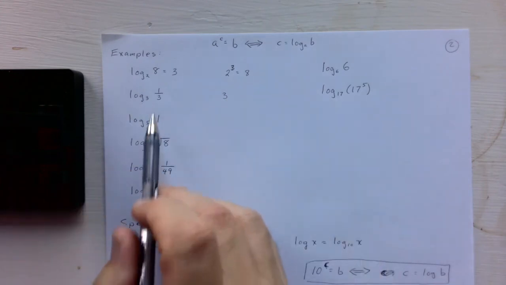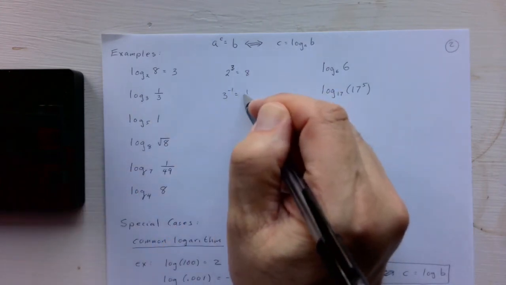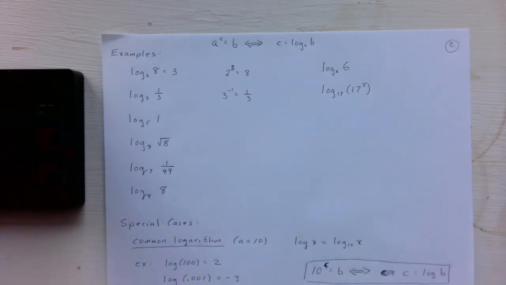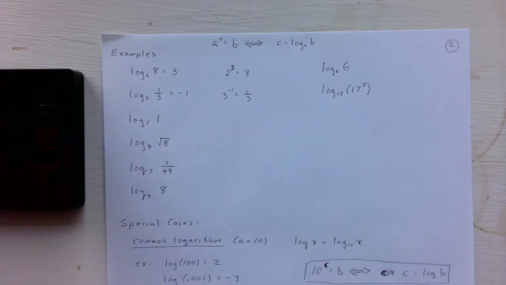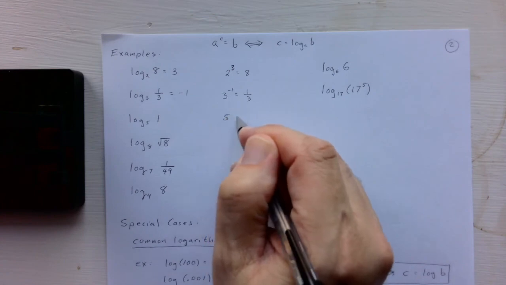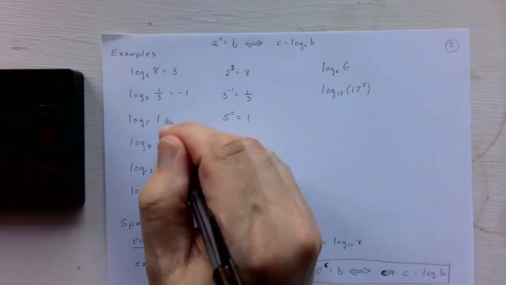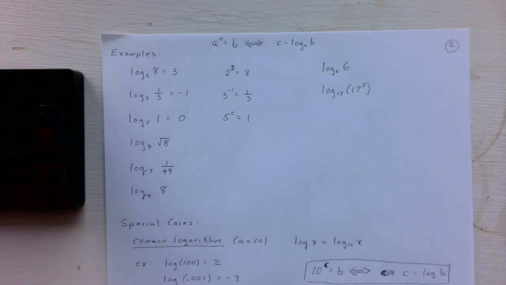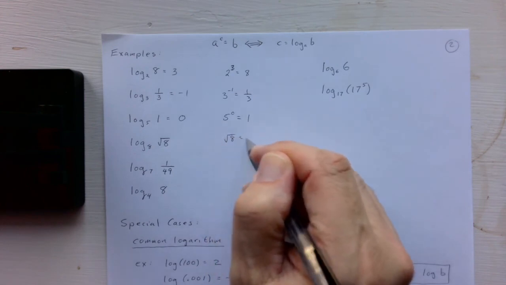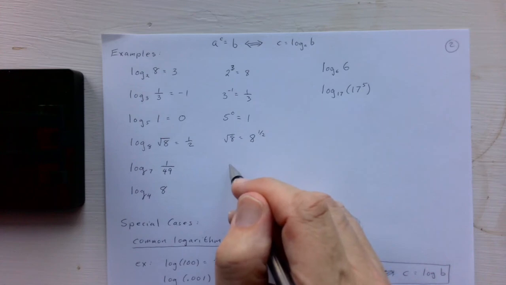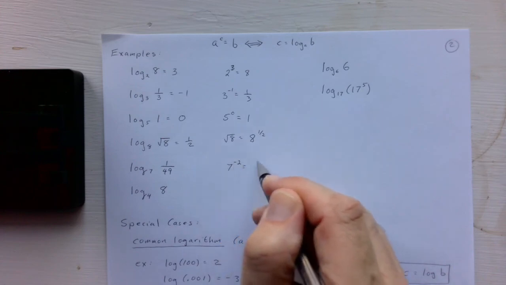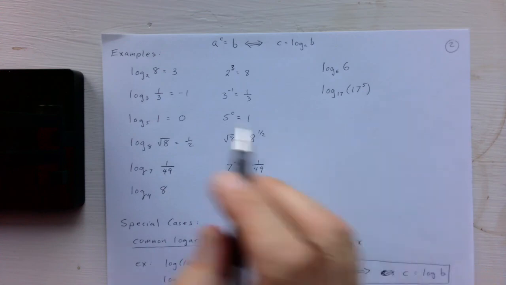3 to what power is 1/3? Well, 3 to the minus 1 is 1/3. So that means that the log of 1/3 base 3 is -1. 5 to what power is 1? Well, we know 5 to the 0 is 1, so the log of 1 base 5 is 0. And in fact, the log of 1 in any base is going to be 0. Square root of 8 is 8 to the 1/2, so this is going to be 1/2. 7 raised to the minus 2 is 1 over 49, so this is -2.